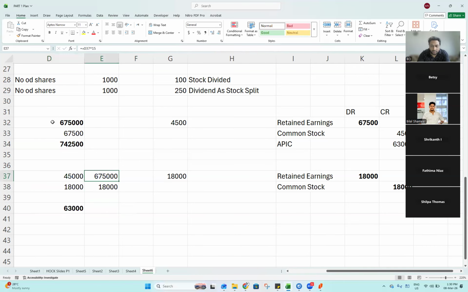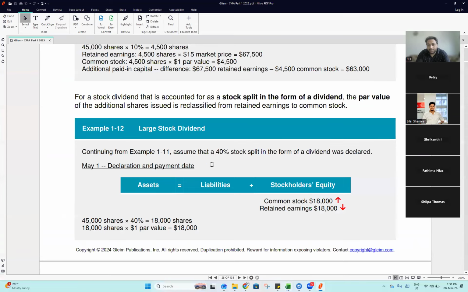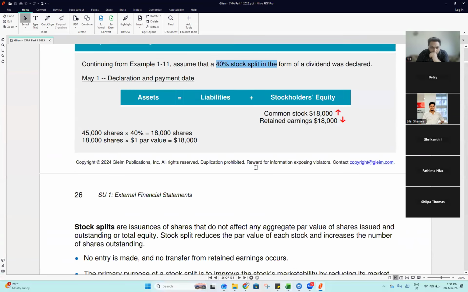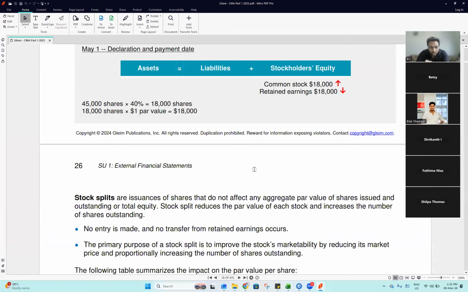Sorry, this is 45,000. Basically, what happens here is you're simply dividing your shares. The par value will be the same. As an investor, the money which you invested will not increase. Just the number of your shares will increase. That's the only benefit. So you'll understand when I talk about stock split.